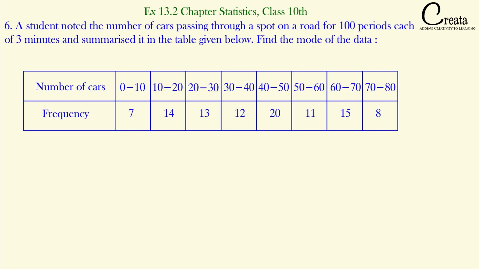Our first step, let's observe the question. In this question, data is given regarding the number of cars passing on a given road. The question is that a student noted the number of cars passing through a spot on a road for 100 periods, each of 3 minutes, and summarized it in the table given below. So a student is sitting on the side of the road and noting the cars passing by on the road. That student has done the observation for a total of 100 periods and each period is 3 minutes long.